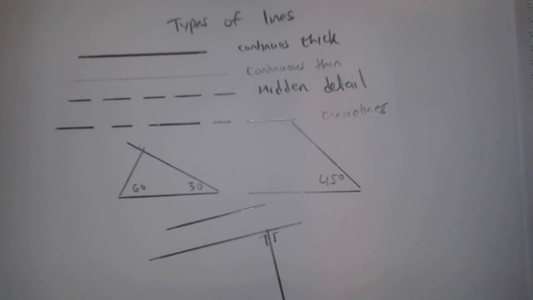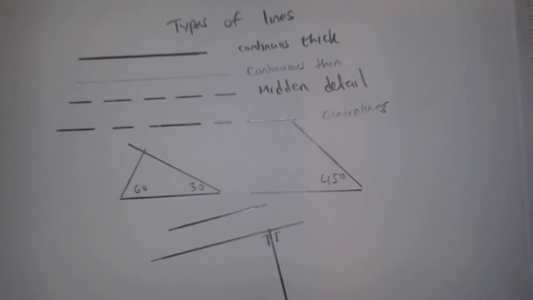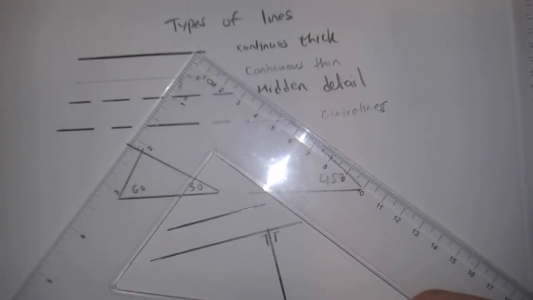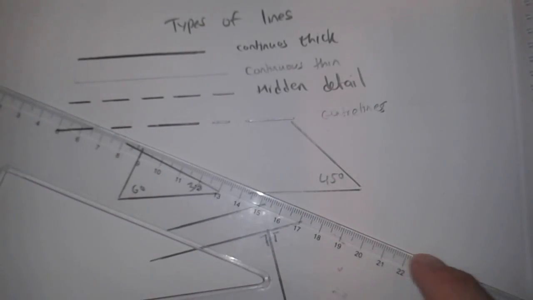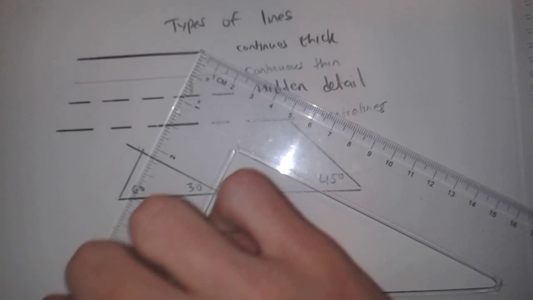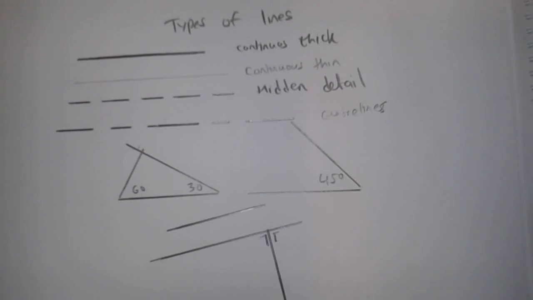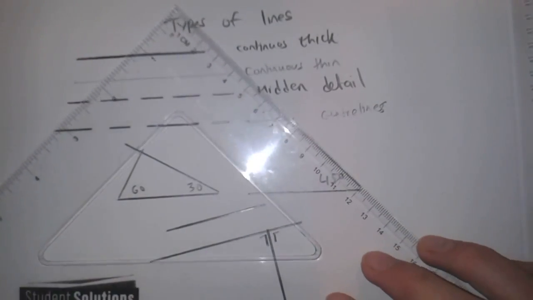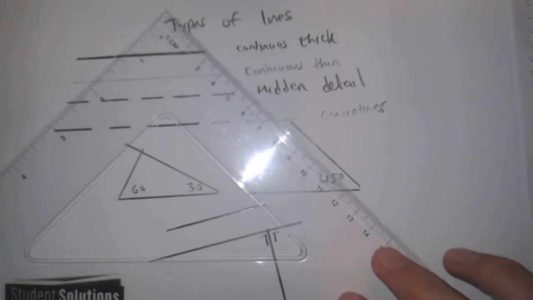Angles are formed with your 30 degree set square and 60 degree set square. You can form a 30 degree angle and a 60 degree angle using it by placing it flat on a line and drawing up 30 degrees, and also placing it flat on another line and drawing 60. It can also be done with the 45 degree set square, by placing it flat on an edge and drawing up like so, 45 degrees.